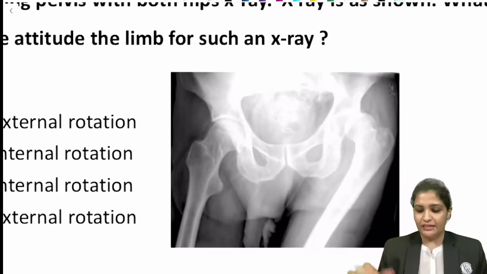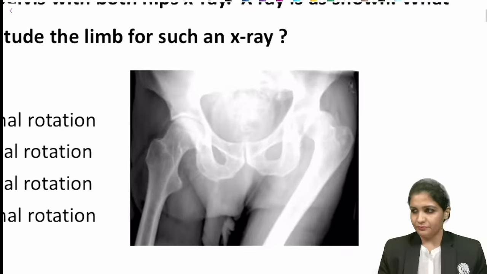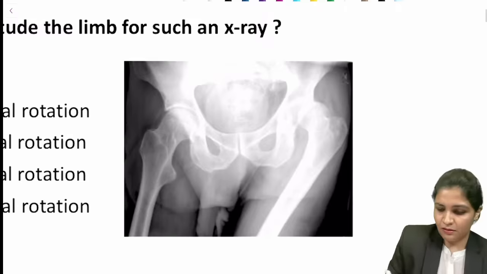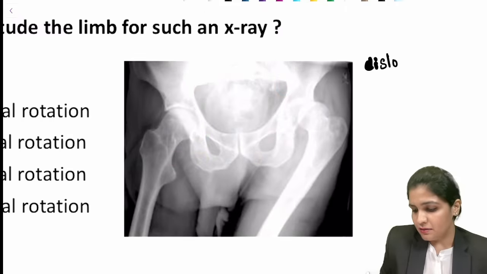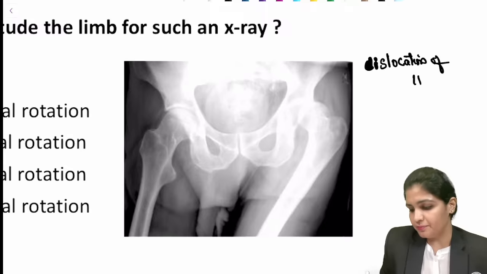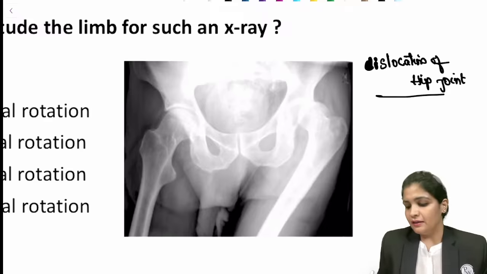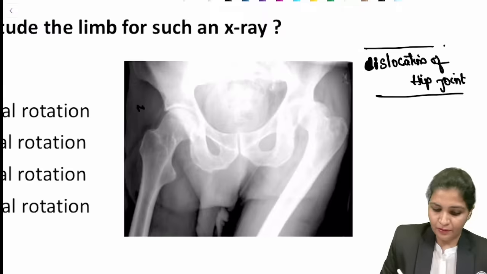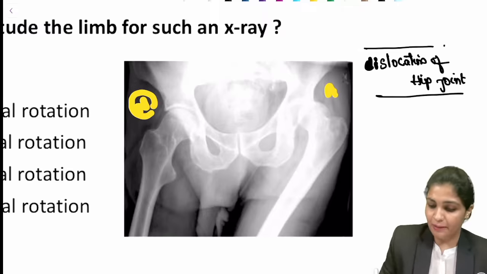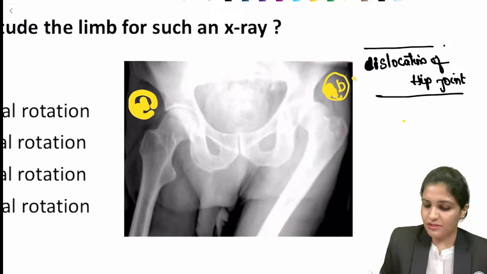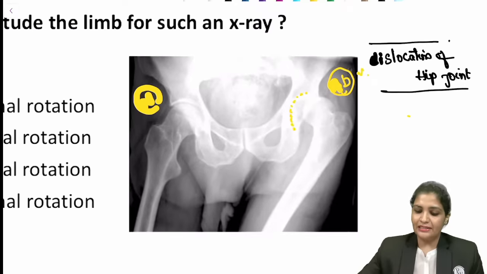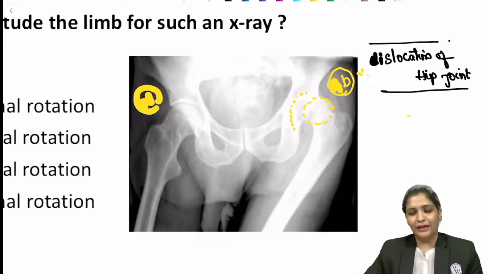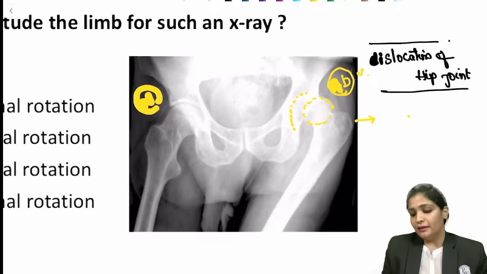So I'm just zooming the x-ray for you. If somebody can read the x-ray. This is an x-ray which is showing the dislocation, right? It is dislocation of the hip joint, because you can see this is the normal limb and there is some abnormality happening here. So this is the abnormal limb. What is the abnormality here which you can see? There is the acetabulum and this is the femoral head. There is no congruency of the femoral head and acetabulum. So this is called the dislocation. The articulating surfaces have been disengaged.